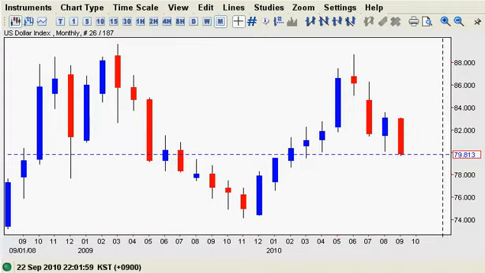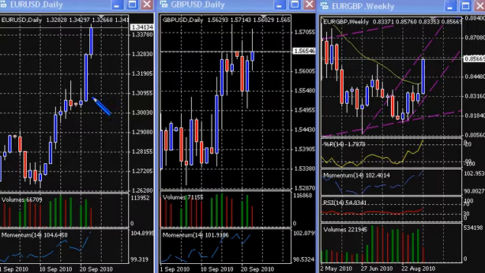So now you have a glimpse of both the weekly as well as the monthly charts for the US dollar, and we would like to compare it now with the euro as well as the pound and the euro pound cross rate for that matter.